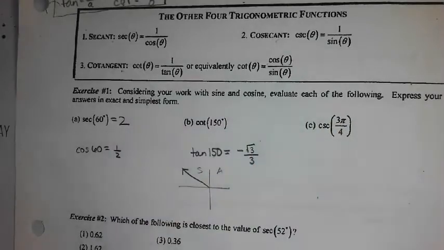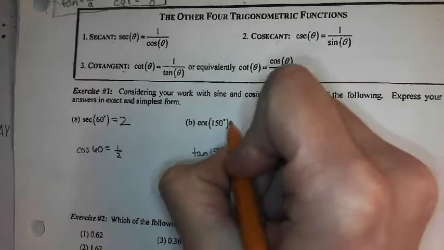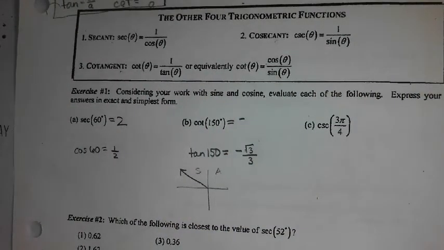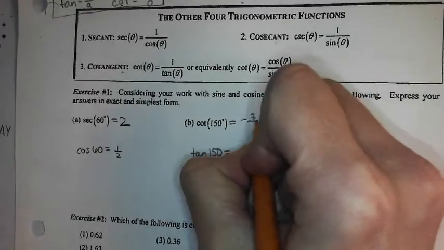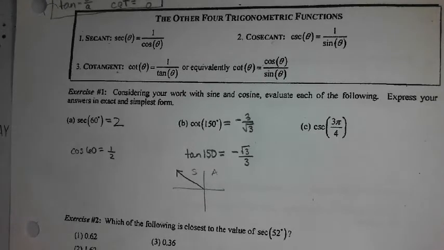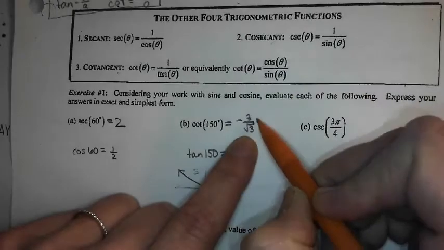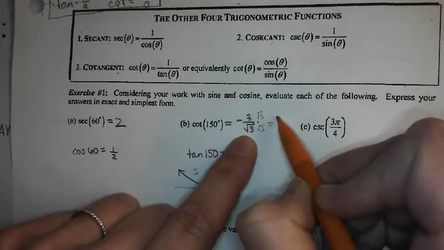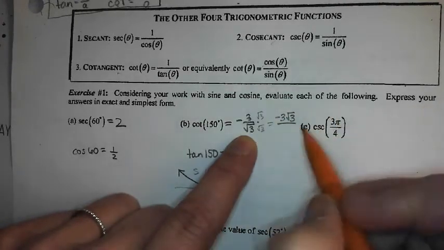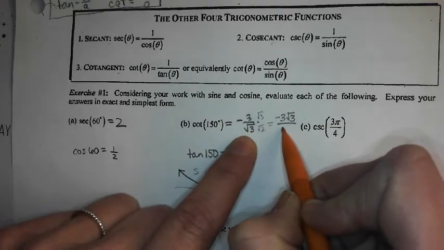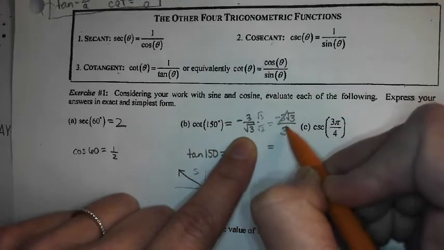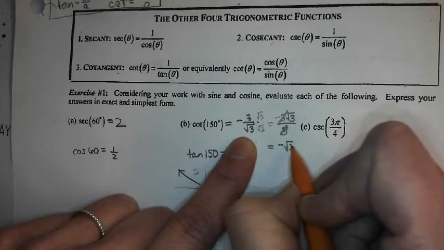Root 3 over 3. So now when we reciprocate this, it's a negative number, so it's still going to be a negative number. And when you reciprocate root 3 over 3, you just flip that fraction. But what's wrong with this? We have to rationalize. So what am I going to multiply by over itself? Root 3 over root 3. That's going to make your numerator negative 3 root 3. What's that going to do to your denominator? What's root 3 times root 3? 3. Now what can you do? Simplify. The 3 over 3 cancels. So it's just negative root 3 is your answer.